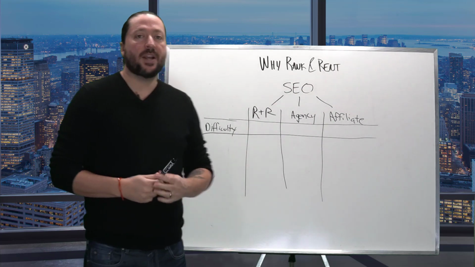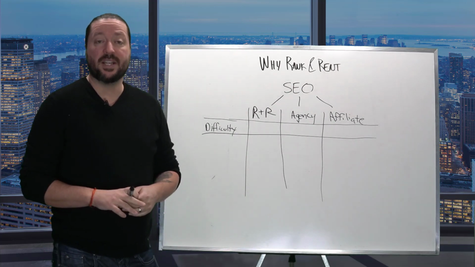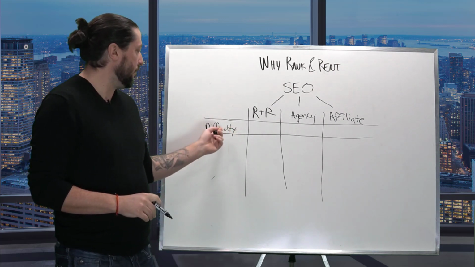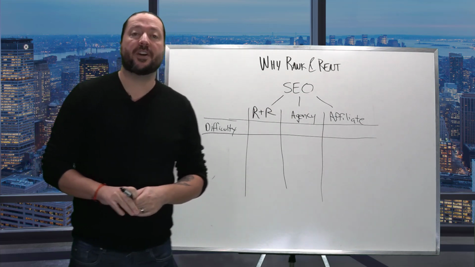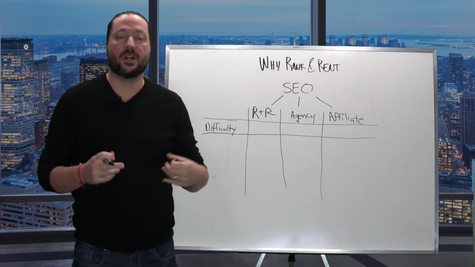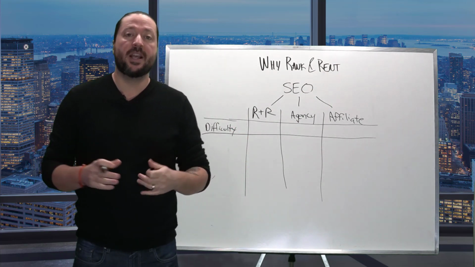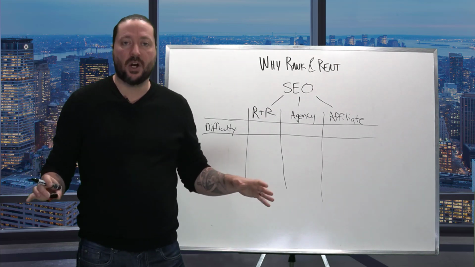So with rank and rent, the difficulty, I'm gonna mark these on a scale of 1 to 10, 1 being they're very easy, 10 being they're extremely hard. The difficulty of rank and rent is typically very, very easy. We're going after a keyword that combines a city as well as a niche. And when you combine a geographical location to a keyword, it eliminates a lot of competition.